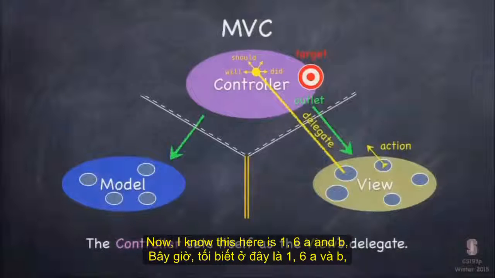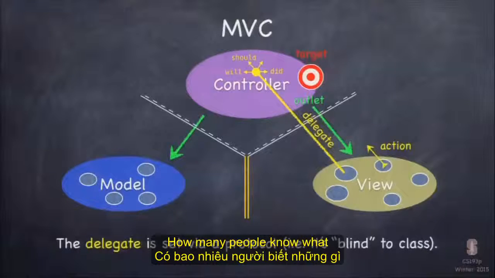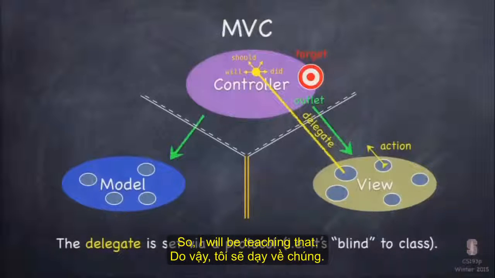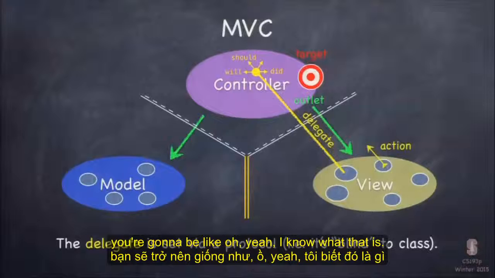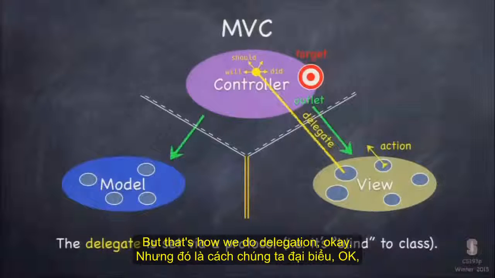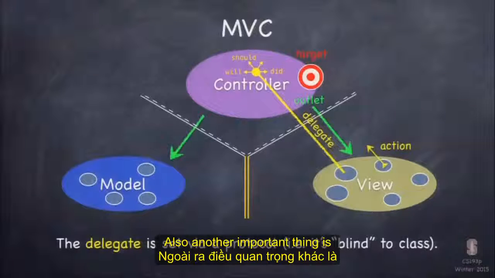Now, I know that CS106A and B do not teach protocols. How many people know what the word protocol means in object-oriented programming? You can see very few. So I will be teaching that. A protocol is just a blind way to talk to another object. When I teach you, you're going to be like, oh yeah, I know what that is. We just didn't really call it protocol or whatever. But that's how we do delegation, this blind communication.